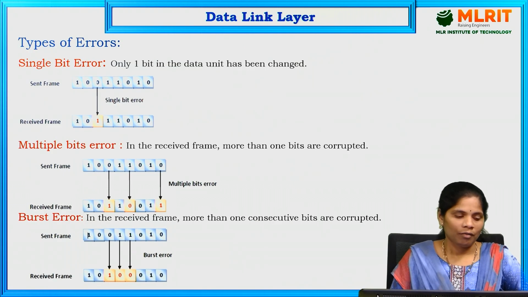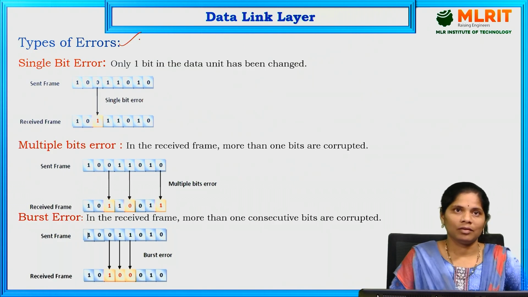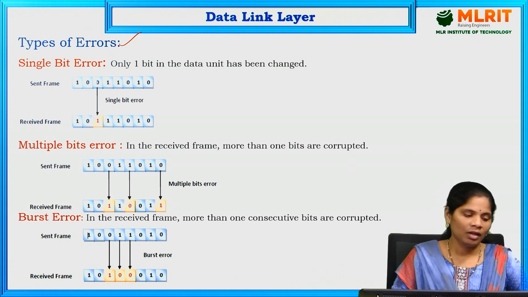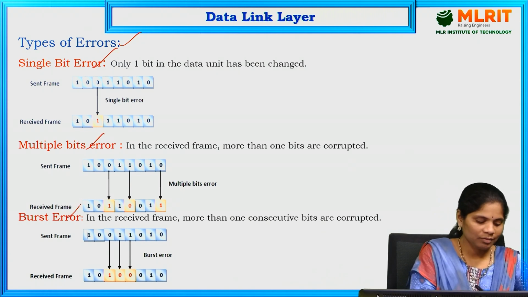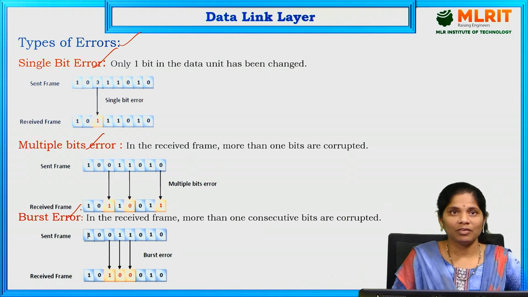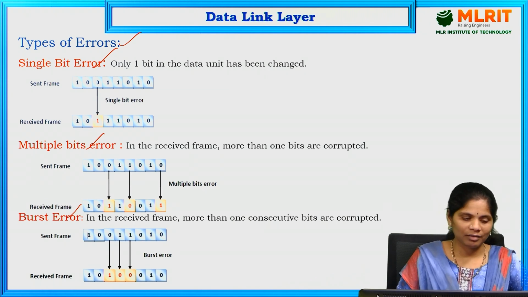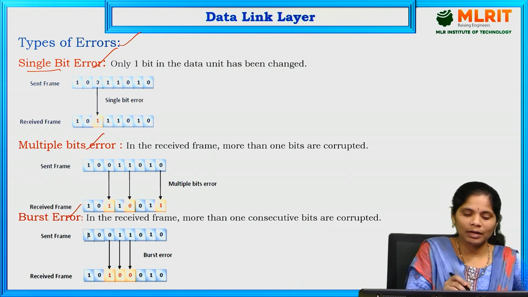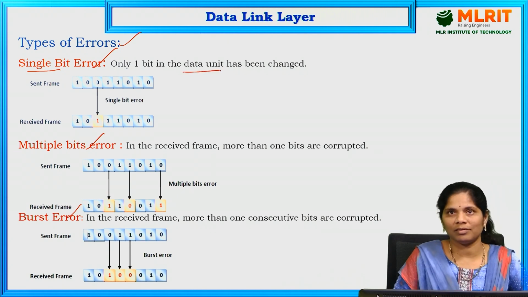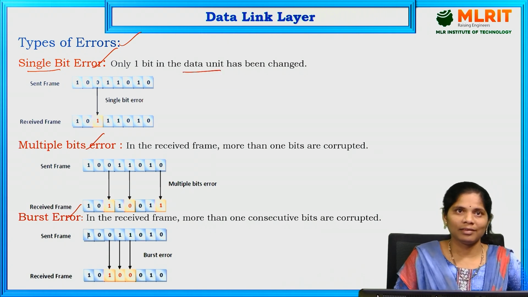What are the different types of errors? There are 3 types of errors: single bit error, multiple bits error and burst error. First, what is a single bit error? A single bit error is when only 1 bit of the data unit is changed. That type of error is called a single bit error.